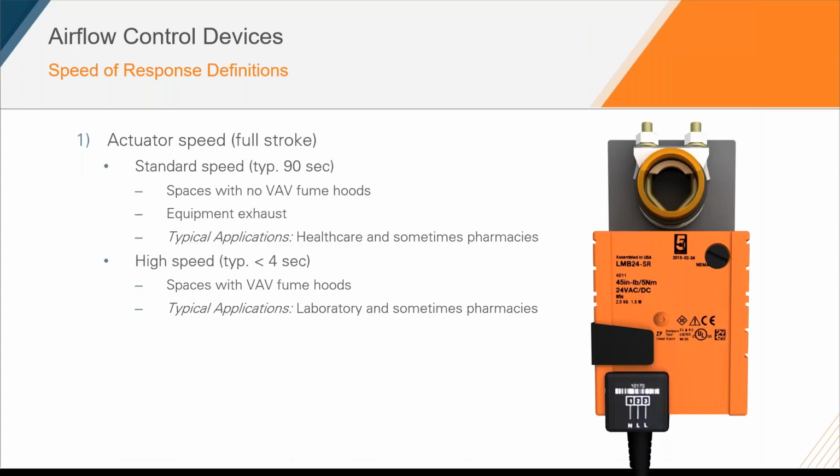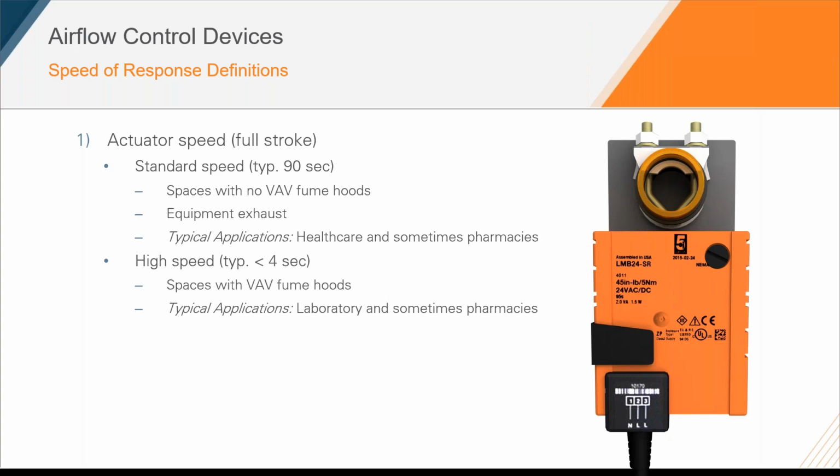So with the first speed of response, we're going to talk about the actuator speed. The thing we're looking at here mainly is the stroke time for the actuator. How long does it take the actuator to go from the minimum position all the way to the maximum position? Typically in these critical space applications, you're going to see 2 types of actuator speeds being utilized: standard speed actuators and high speed actuators.